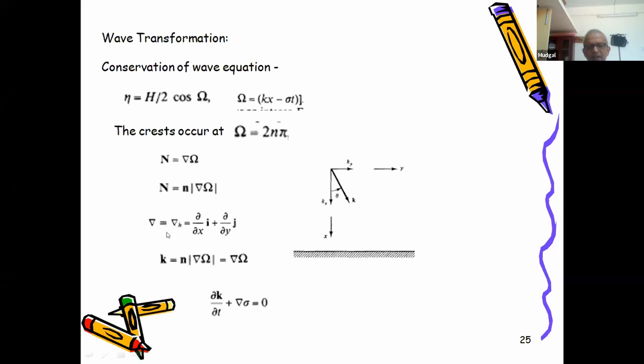So when I said space derivative, del is nothing but del by del x of i plus del by del y of j. Then you can write k equal to n of del sigma, equal to del of omega, and this is the governing equation: del by del t of k plus del sigma is equal to 0. Okay, and in this it is hidden that sigma is a function of x and y. It is not a function of t. Therefore, the constancy of wave period is also embedded in this equation.